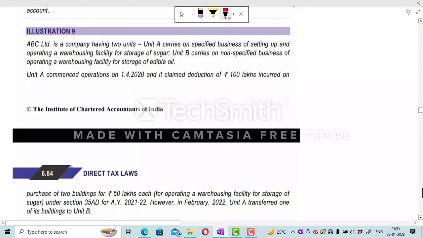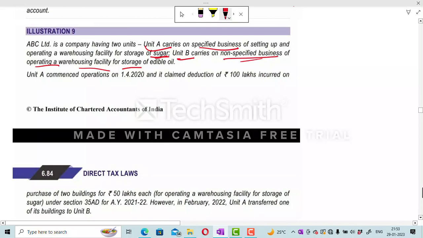ABC Limited is a company having 2 units. Unit A carries on the specified business of setting up and operating a warehousing facility for sugar, which means it is an eligible specified business. Unit B carries on a non-specified business of operating a warehousing facility for storage of edible oil. They only said it is not specified.